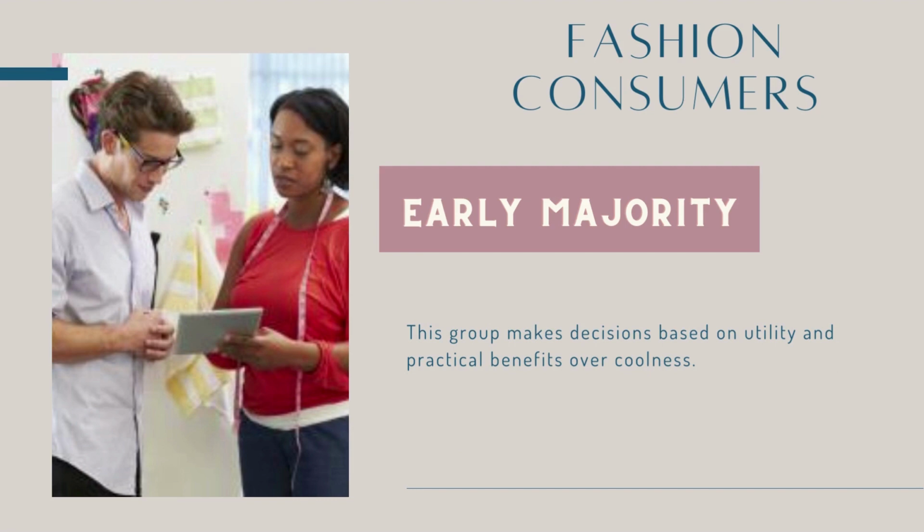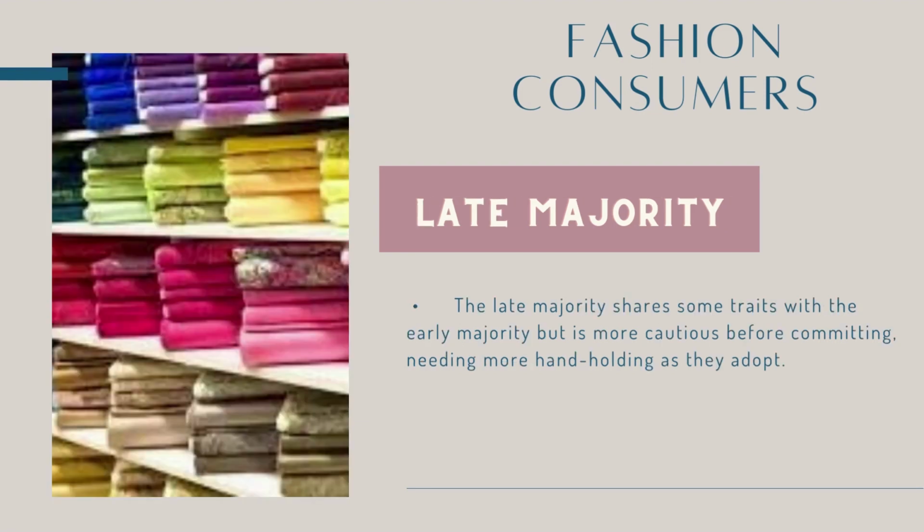Now, the third is the early majority. This group makes decisions based on their comfort and utility. They give more importance to their comfort than the coolness of it or being ahead of the curve. Now, the next group is the late majority. They are more cautious. They need more hand holding before they can adopt any new trend.